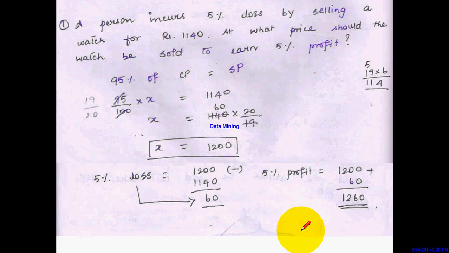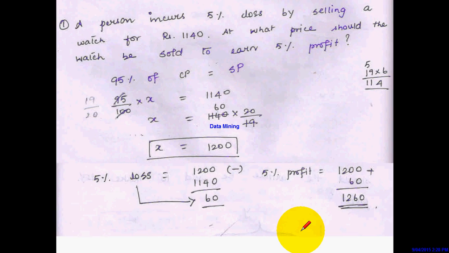See, now we move on to the first problem. Here, a person incurs 5% loss by selling a watch for rupees 1140. At what price should the watch be sold to earn 5% profit? Yes, so 5% loss. See, the selling price is given, but the cost price is not given, and in this transaction it incurs 5% loss.